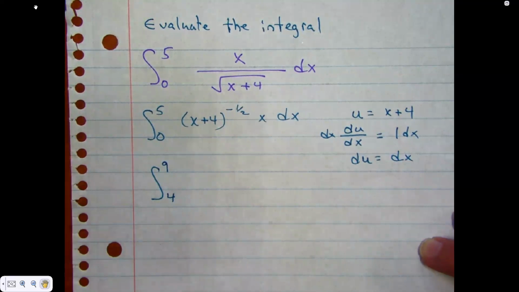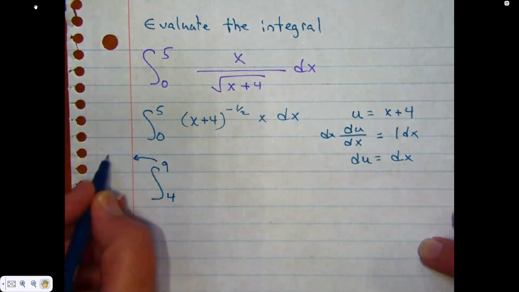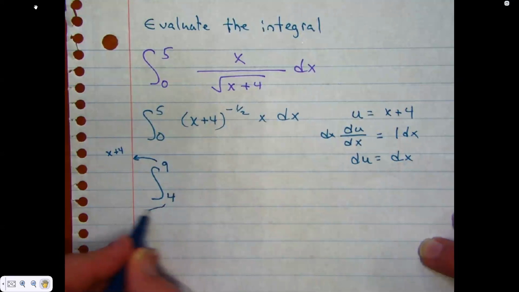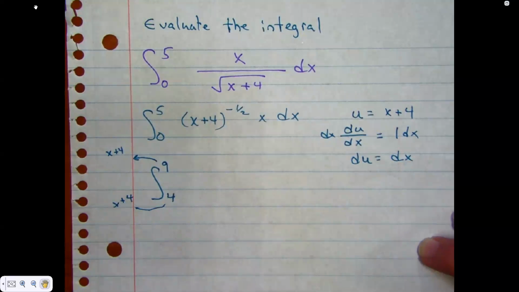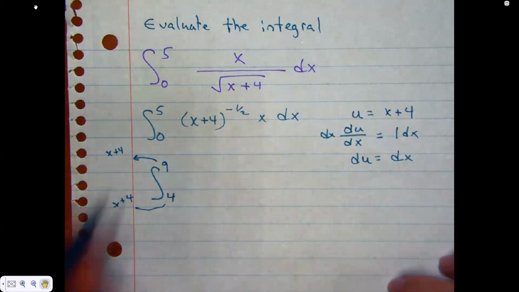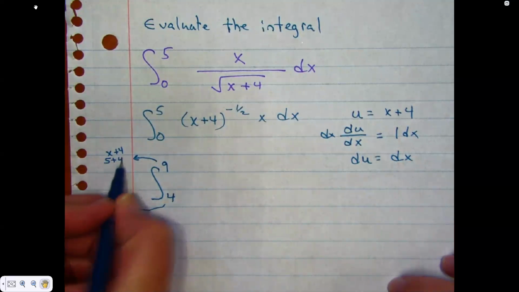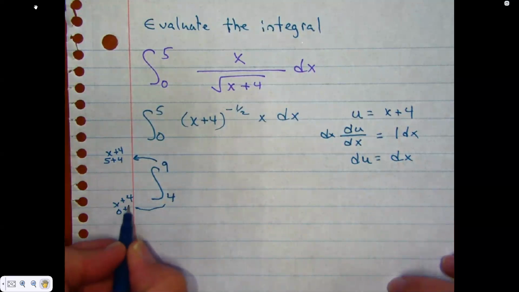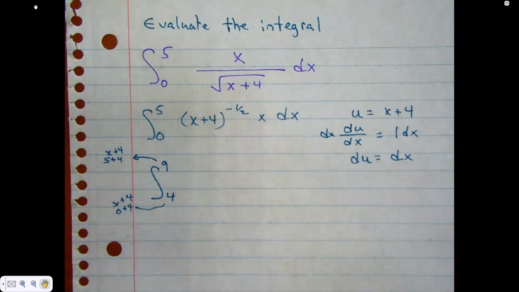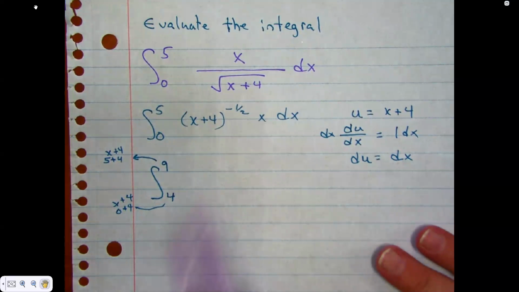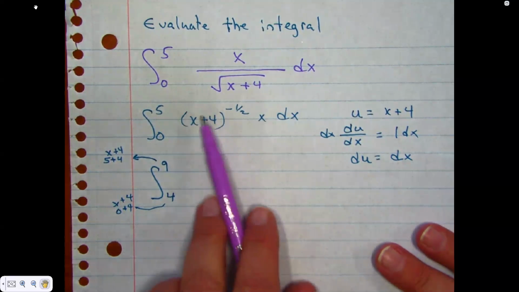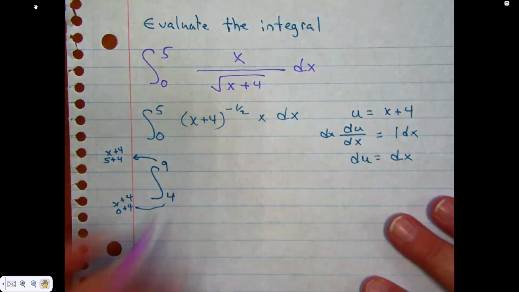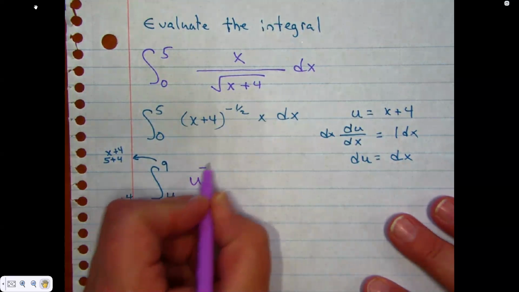If you want to draw like a little line to show that we did x plus 4, and here, we did x plus 4, if that helps to remember where we did it. So here we plugged in the 5, and here we plugged in the 0. Okay, so where were we? Now, here's our problem. What is this going to turn into? This is going to turn into u to the -1/2.